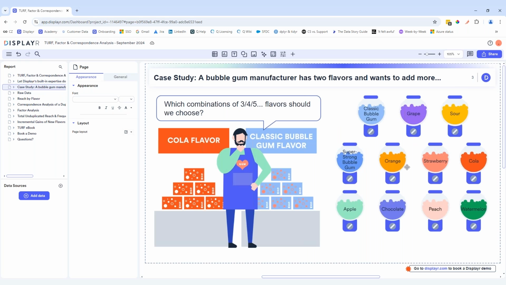Let's say a bubblegum manufacturer currently offers two flavors, classic bubblegum and cola, and they decide to expand their portfolio and offer additional flavors. A logical question is, which flavors should they add? A lot of companies confront this same problem. For example, a retailer might wonder what range of products to sell or what media they should use for advertising. And a manufacturer, like a bubblegum manufacturer, might wonder what portfolio of product features to offer.